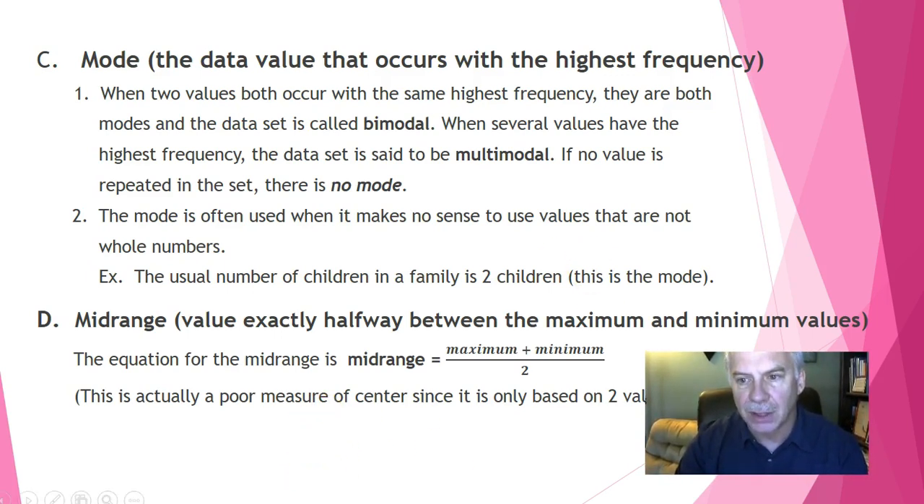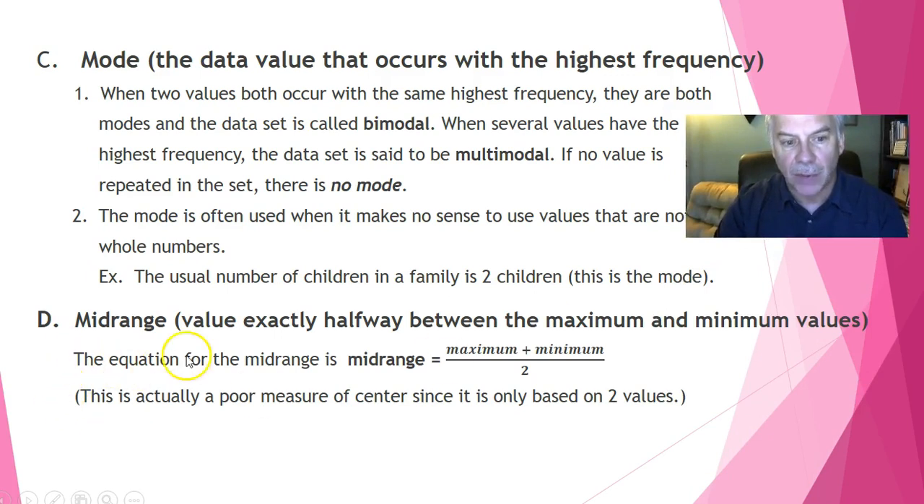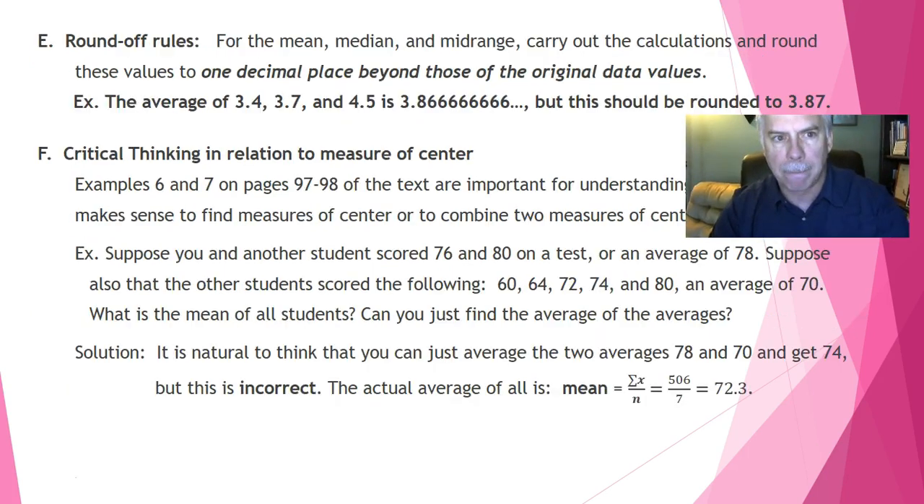Now, another measure of center is the mid-range. It's a value exactly halfway between the maximum and the minimum values. The equation is mid-range equals maximum plus minimum, divided by 2. But we don't usually talk about the mid-range in statistics because it's only based on 2 values, the lowest and the highest. So it's not a very useful thing. All right, let's move on.